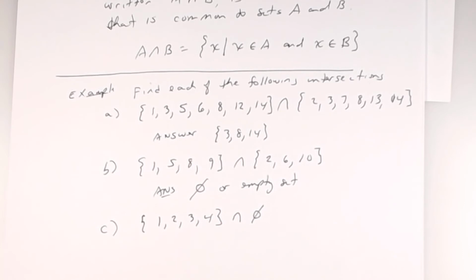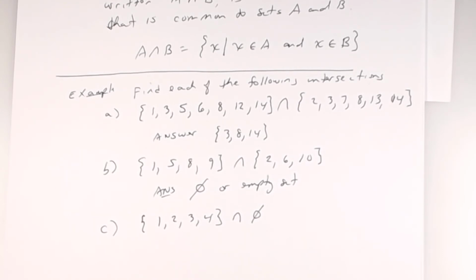All right, now be careful with that one. Okay? So in letter B, they had no elements in common, so that was the empty set. They had no common elements. In B, though, be a little bit careful.